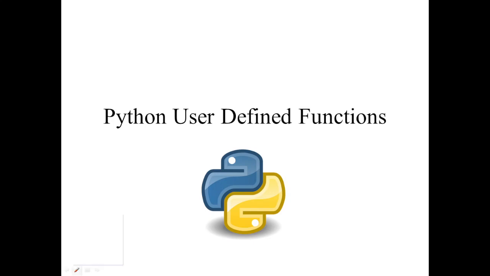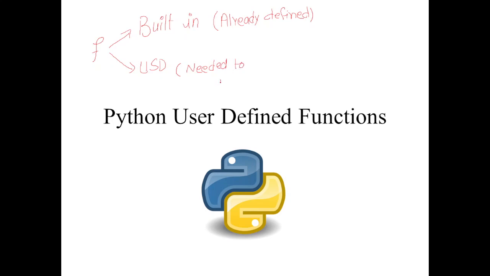In this video, we are going to discuss Python user-defined functions in detail. So let me recall that Python has two types of functions. The first type is called built-in functions. These are the functions which are already defined in Python, so we do not need to define them again. Whereas on the other hand, the second type is called user-defined functions, which we need to define ourselves. So here we will discuss user-defined functions in detail.